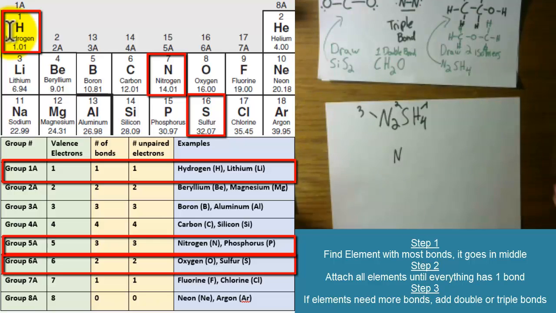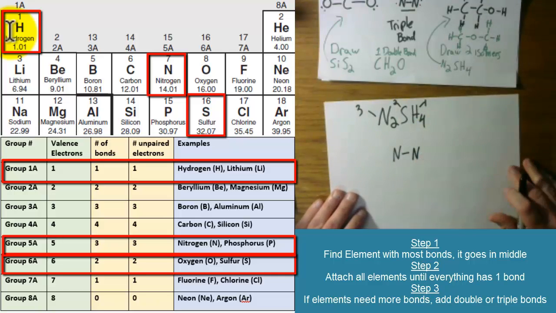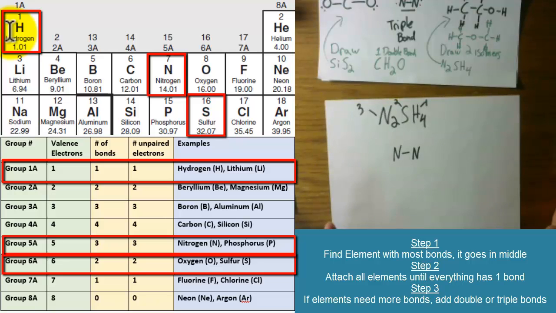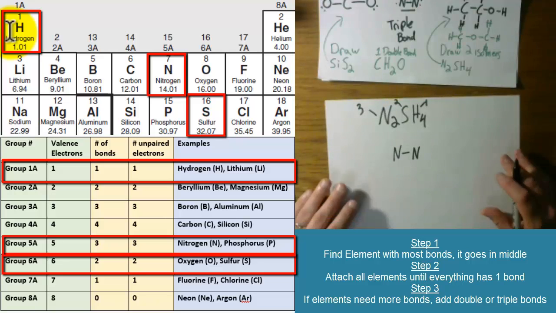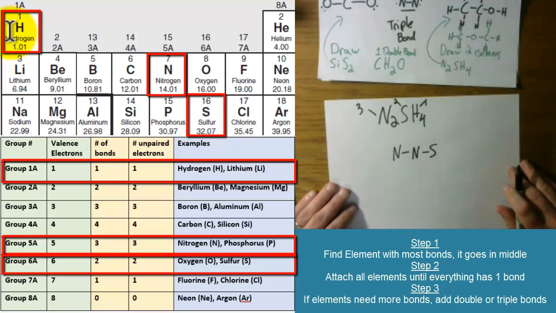You are going to add the ones that make the most bonds first. So I could go nitrogen, and then I have sulfur. Okay, that's the next one. It makes 2 bonds, which is more than hydrogen. So I'm going to put sulfur here. Okay, how can we add 4 hydrogens here and end up with the right number of bonds?